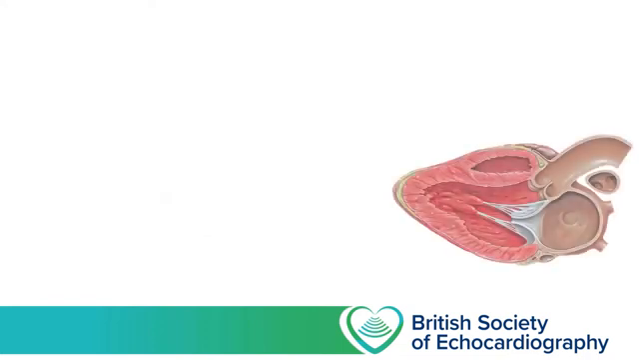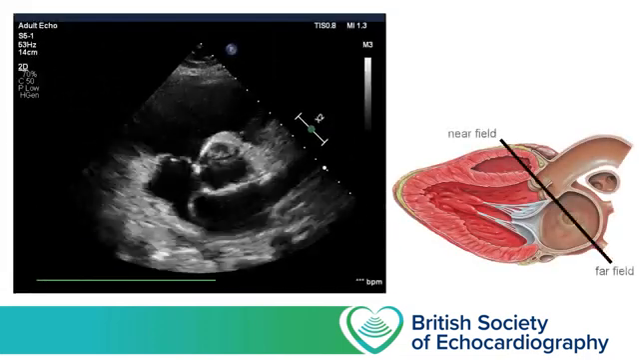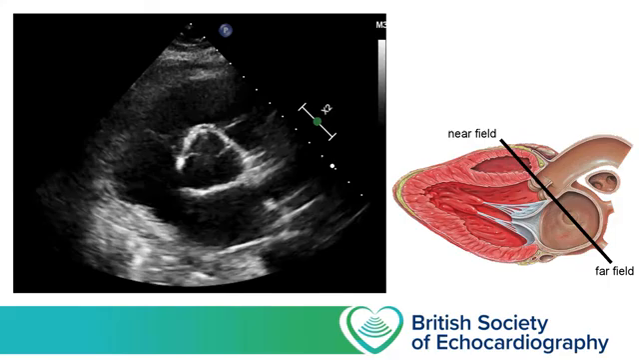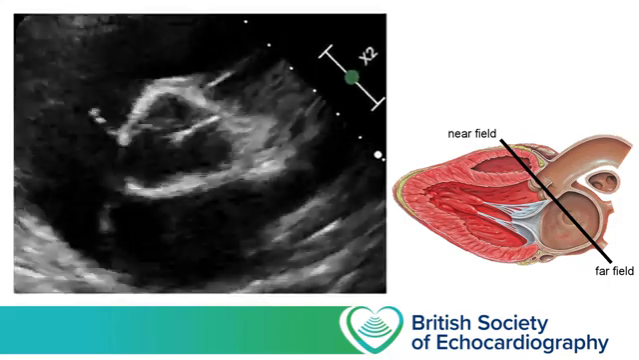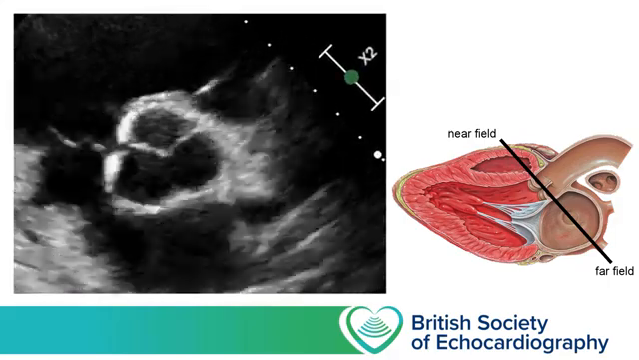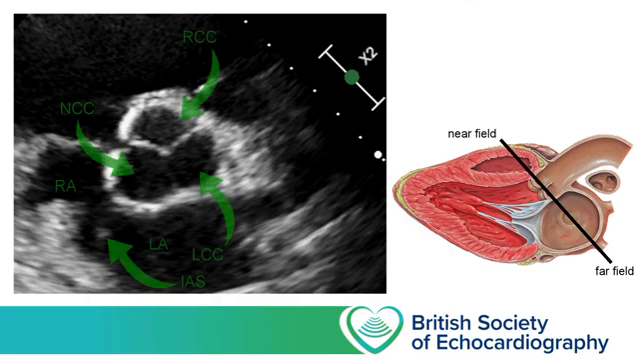The next view in which we see the aortic valve is a parasternal short axis view, at the level of the great vessels. Here we can clearly see all 3 cusps simultaneously. Obviously the right coronary cusp remains in the near field, with the left and non-coronary cusps posterior to this.